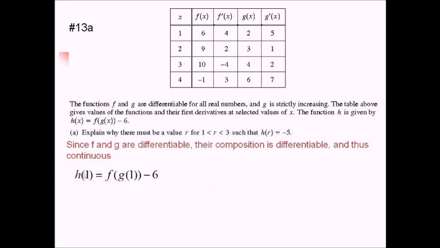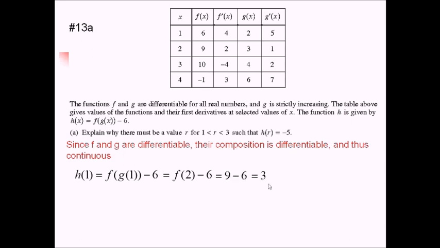So if we take h of 1, that's going to be f of g of 1 minus 6. And we have to do this in a couple steps here. g of 1 we have to look up in our table. g of 1 is going to be 2, so this is f of 2 minus 6. And f of 2, that's going to be 9. So 9 minus 6 gives us 3.